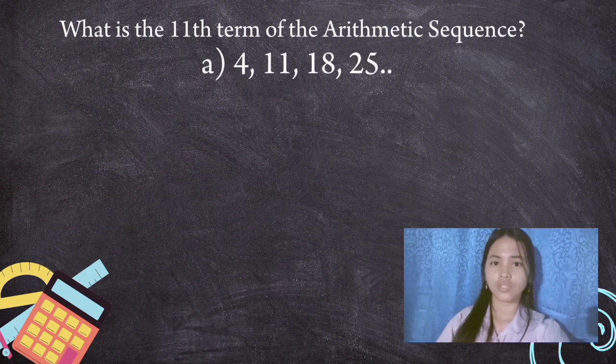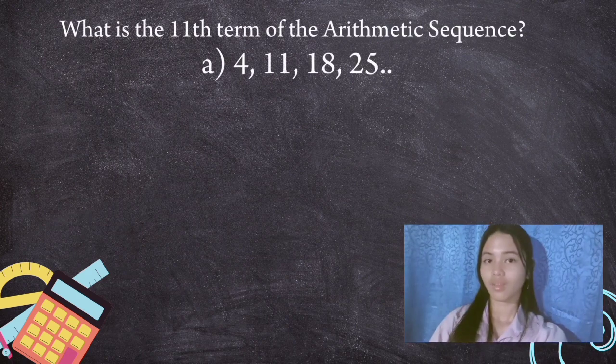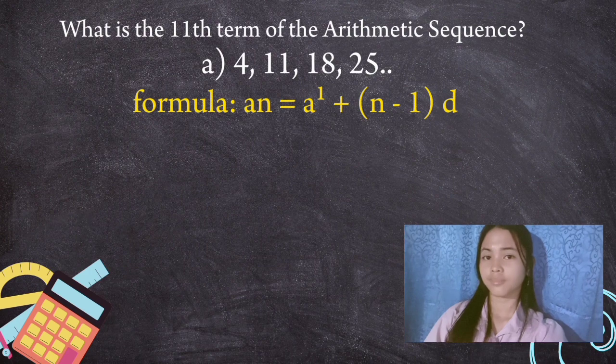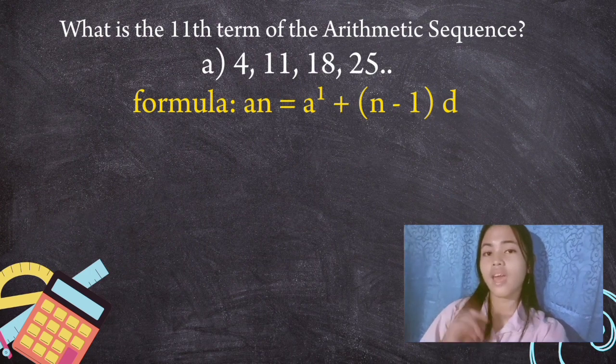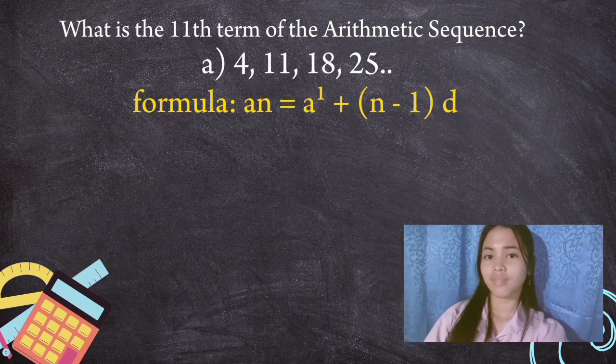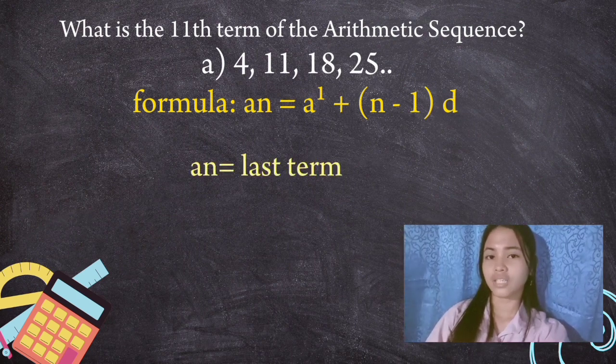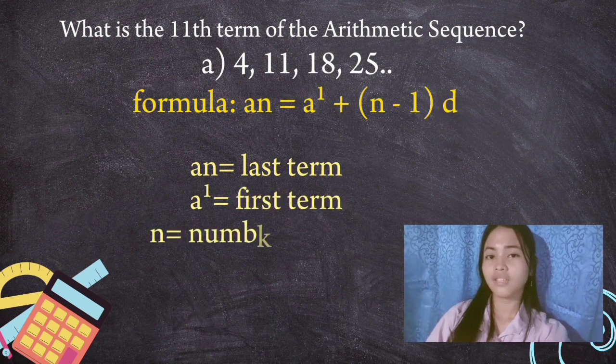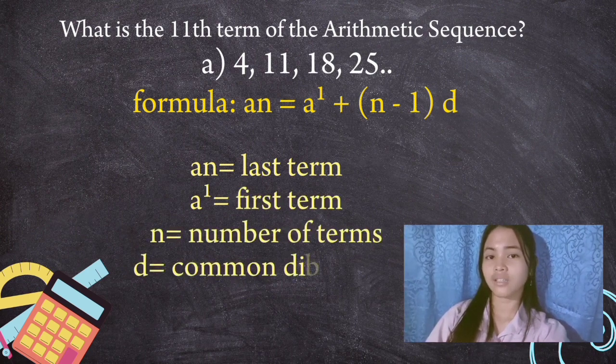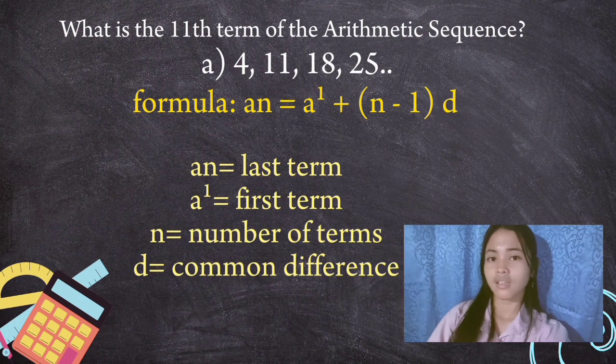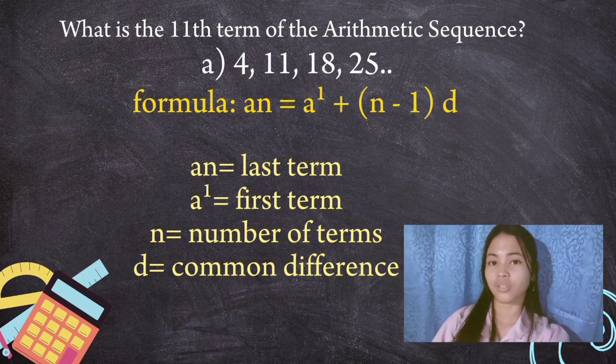What if your teacher asks, what is the 11th term of the arithmetic sequence? Let's take a look at the formula. We have a sub n equals a sub 1 plus n minus 1 times d. a sub n is the last term. a sub 1 is the first term. n is the number of terms, while d is the common difference.